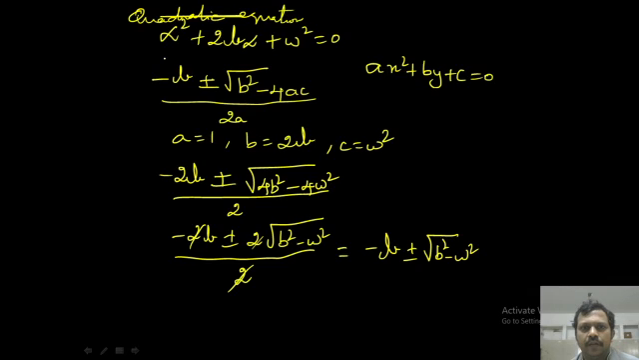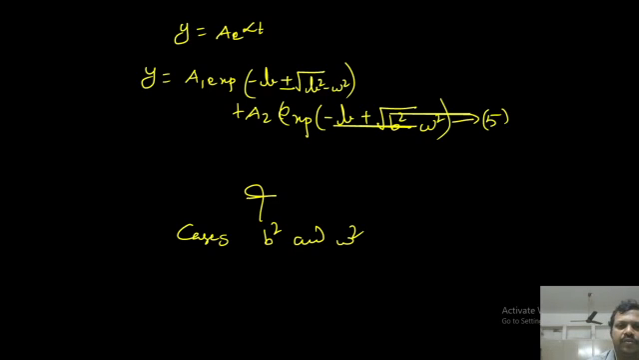Now you use this formula: minus b plus or minus square root of b square minus 4ac by 2a. This is the general quadratic equation. If you know the values of a, b and c, you can easily find the roots. So a is equal to 1 here, b is equal to 2b and c is equal to omega square. Substituting everything, we get minus 2b plus or minus square root of 2b the whole square, so 4b square, minus 4 into a into c, where c is omega square. The 4 is common, so you can take it outside, root of 4 is 2, then cancelling everything, you get minus b plus or minus square root of b square minus omega square.